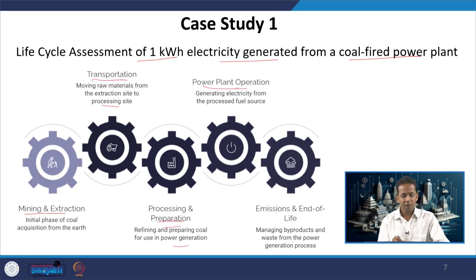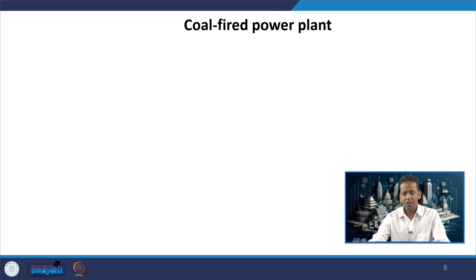And when the power plant is operational, it generates electricity from that processed coal, and once that electricity is generated or the power plant is in operation, there are lots of emissions. And what happens to that coal after the end of life, like how the byproducts or the waste coming out from the power generation process are managed. So, it is more with respect to coal here, but for the purpose of generating electricity. Let us quickly look at how a coal power plant looks like.